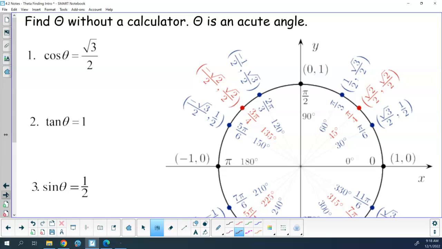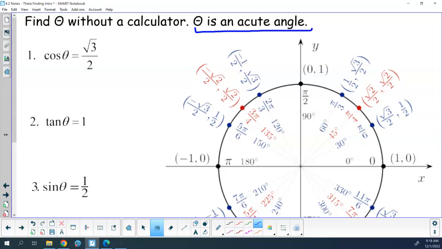Okay? So here on this first one, we gave you this other little tidbit, that theta is an acute angle. So what's the only quadrant that you should be looking in? Quadrant 1. We're only looking in quadrant 1 because theta is an acute angle. Acute angle is between 0 and 90. That's quadrant 1. Now, if we didn't say that, we would have multiple answers for all of these questions.